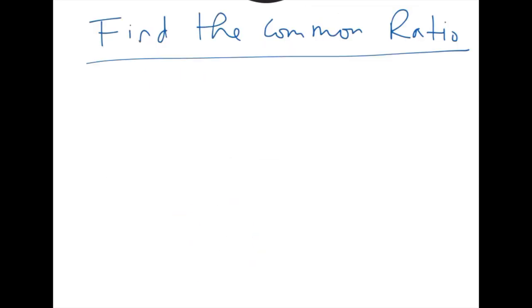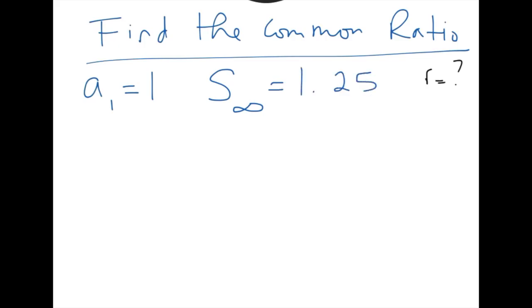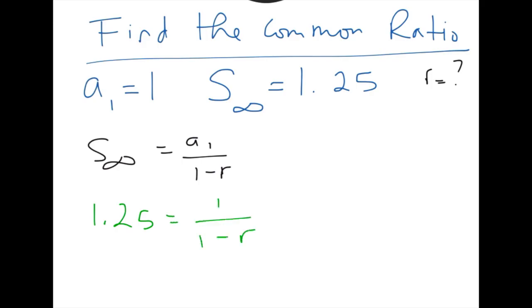Here we need to find the common ratio. If we know that a1 is equal to 1, the infinite sum is equal to 1.25. So what is r? So let's see if we can do that. We know that the infinite sum is equal to a1 divided by 1 minus r, and then if we substitute we get 1.25 is equal to 1 over 1 minus r. So we need to find this r.